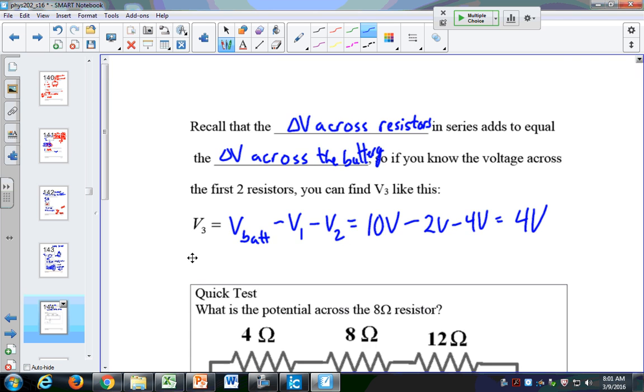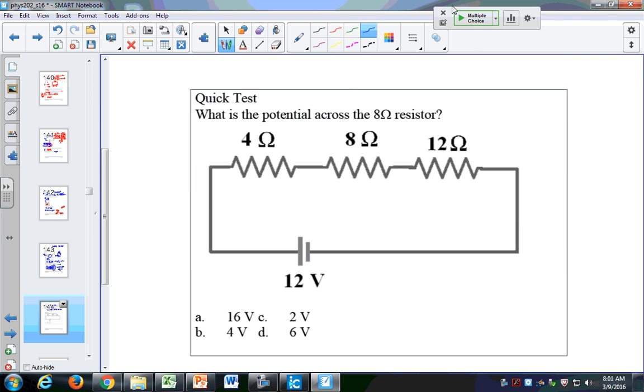All right, let's try this clicker question. What is the potential across the 8 ohm resistor? 4, 8, and 12 ohm resistors in series with a 12 volt battery. You need to follow the same process. You need to find the equivalent resistance, find the total current, and then find the voltages across those 3 resistors, although really we just want the voltage across this resistor.